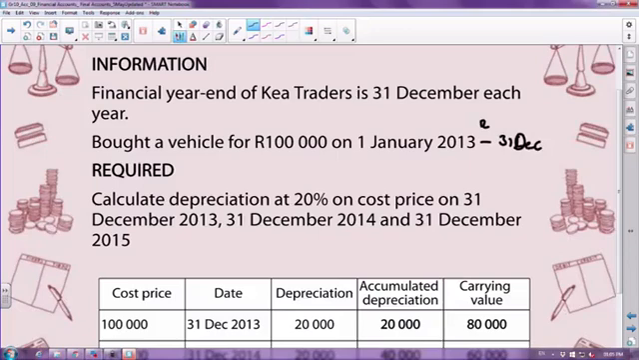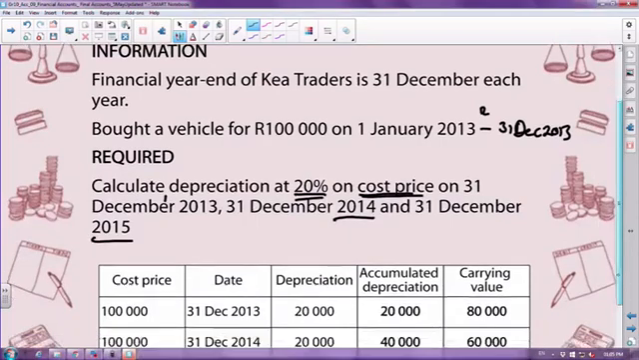These 12 months will be then until 2013. That's 12 months. But now, you're required to calculate depreciation at 20% on what method? The cost price method for 3 years. 31 December, that will be year 1, 31 December 2014, year 2, and then 31 December 2015, year 3. Now I'm going to show you the very first 2 years. Let's go and look at it.